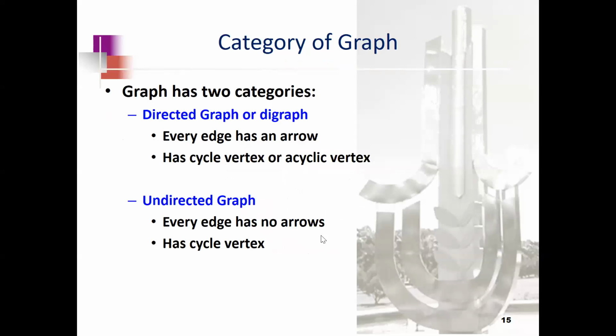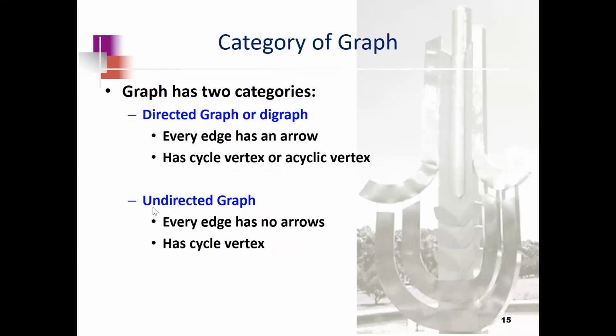Graph has two categories. Okay, so the first one is directed graph or digraph. Okay, every edge has an arrow. Ini adalah ulangan daripada sebelum ni. Every edge has an arrow, ada anak panah, has cycle vertex or acyclic vertex. So bermaksud directed graph atau digraph dia boleh menjadi cycle vertex, bermaksud bermula dan berakhir pada vertex yang sama, ataupun dia tidak mempunyai cycle graph. Okay, acyclic ni adalah graf yang tidak ada cycle.